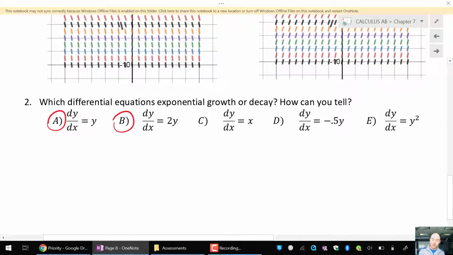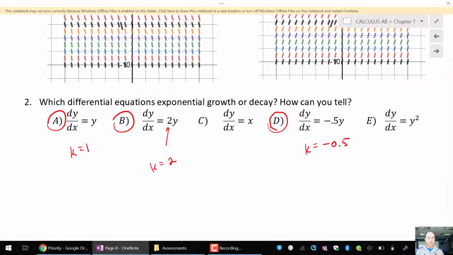Choice B is in terms of y. I have a constant of proportionality out there of 2. Choice C would not be growth or decay. That is in terms of x. D would be growth or decay. And not E as well, because it's actually y squared, but I want it to be directly proportional to that population. So A, B, and D would be my choices here. The k value would be 1 in choice A. The k value is a 2 in choice B. In choice D, the k value actually is negative 0.5, so that would be an illustration of a decay example.